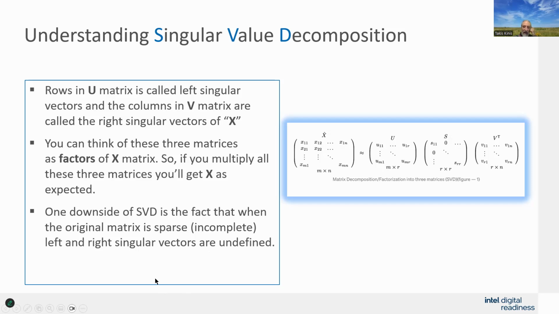It says one downside of SVD is the fact that when the original matrix is sparse, or in other words, doesn't have all the data, the left and right vectors can be undefined. So that's problematic. It's kind of like logging into Netflix that first time and they don't have any data on you. They don't know what you like.